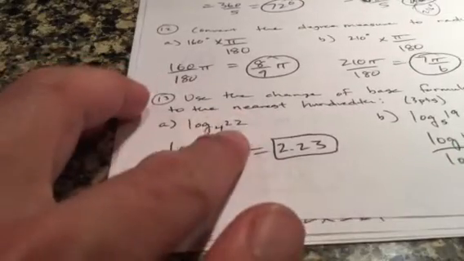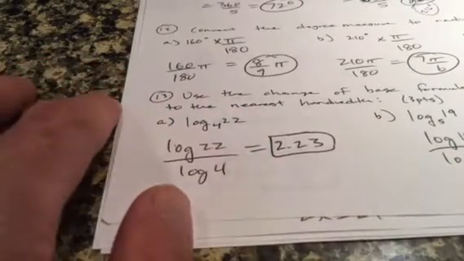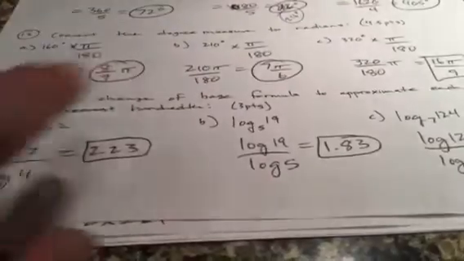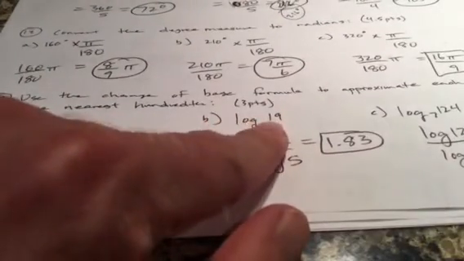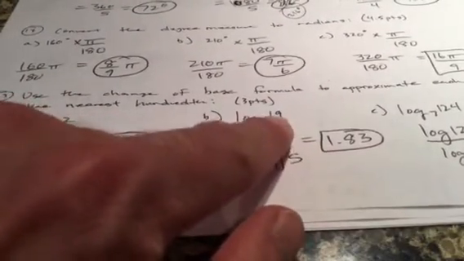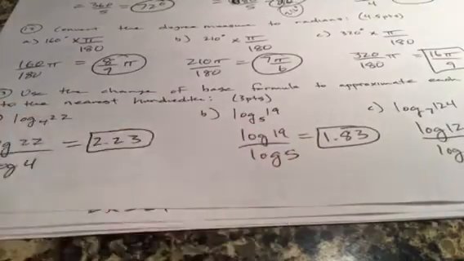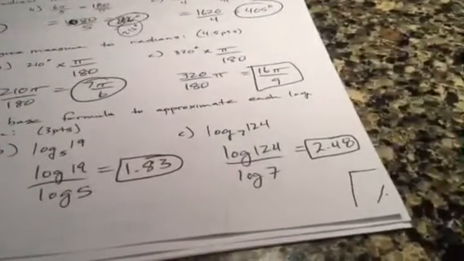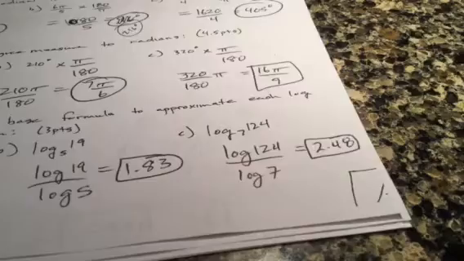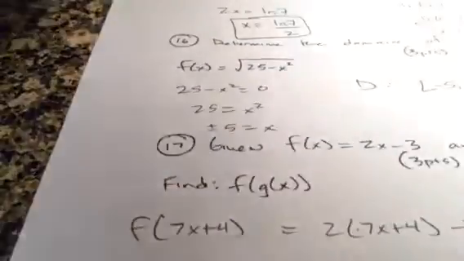Change of base formula. Do log of 22 divided by log of the base. 2.23. Log of 19. So I call it the big number, not because it's necessarily larger, but because it's written bigger, over log of the base. Log of 124 divided by log of the base, which is 7. That should be a pretty easy question for us.